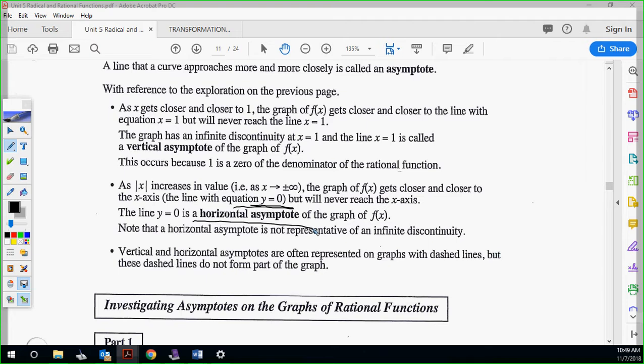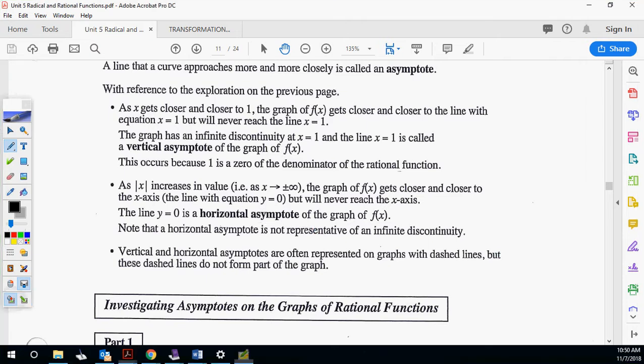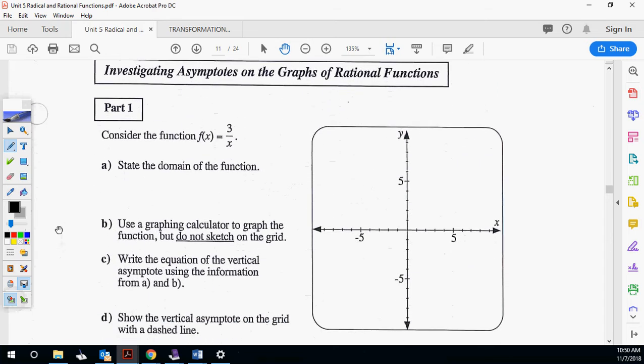Vertical and horizontal asymptotes are often represented on graphs with dashed lines, but these dashed lines do not form part of the graph. We use the dashed lines as a barrier just for reference, but they're not really part of the graph. That's why, when you see it in your calculator, you're not going to see a dashed line or anything. Now, investigating asymptotes on graphs.